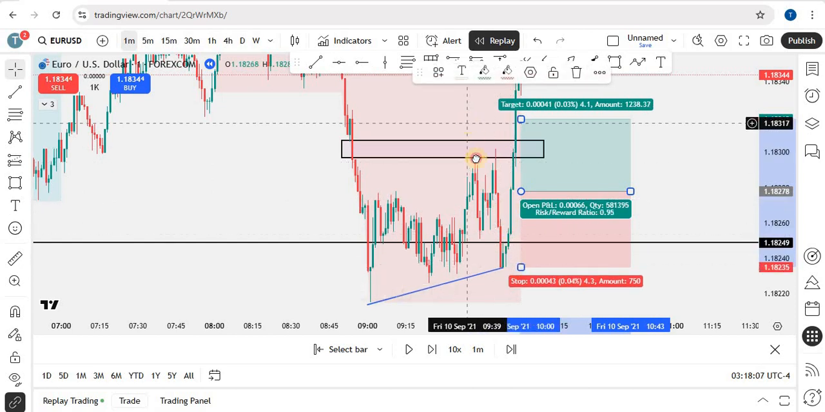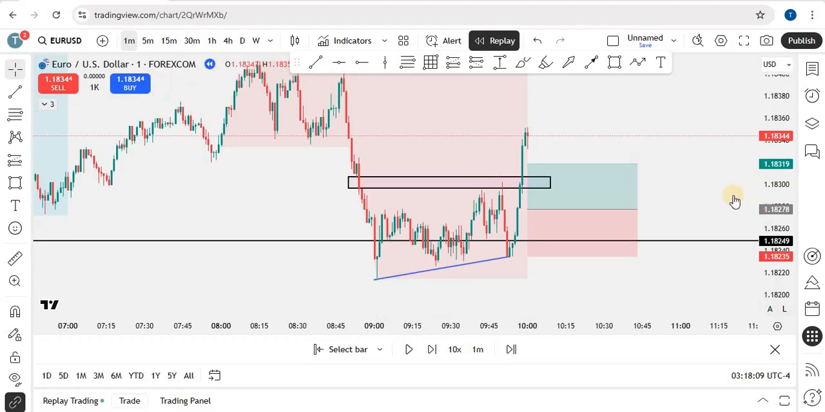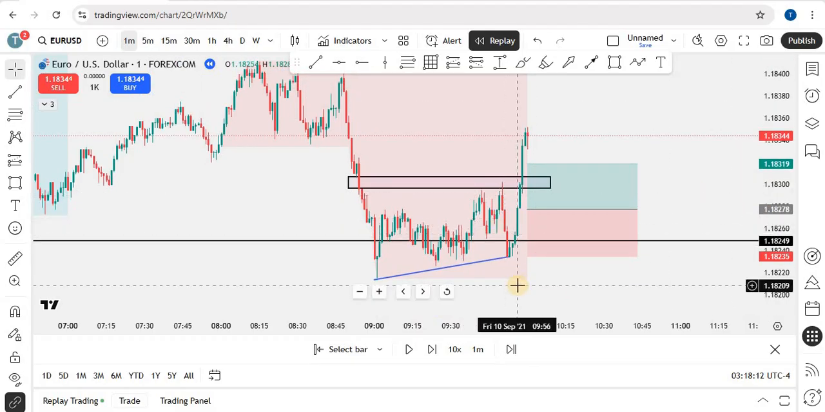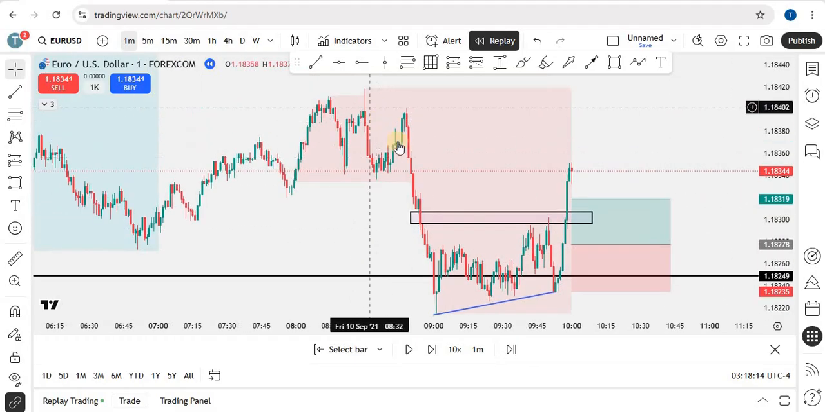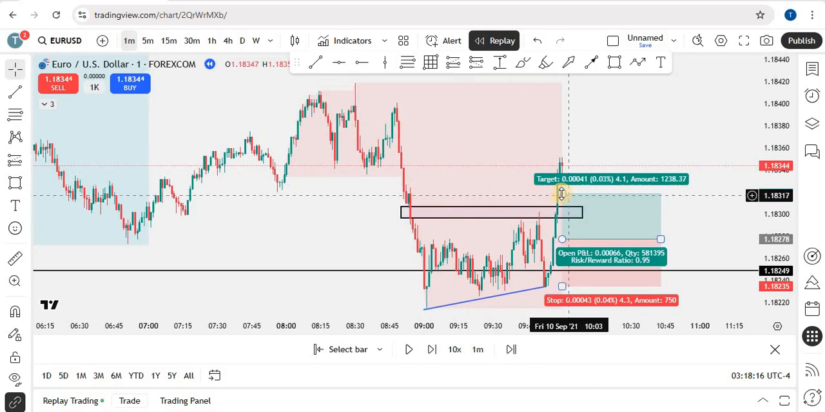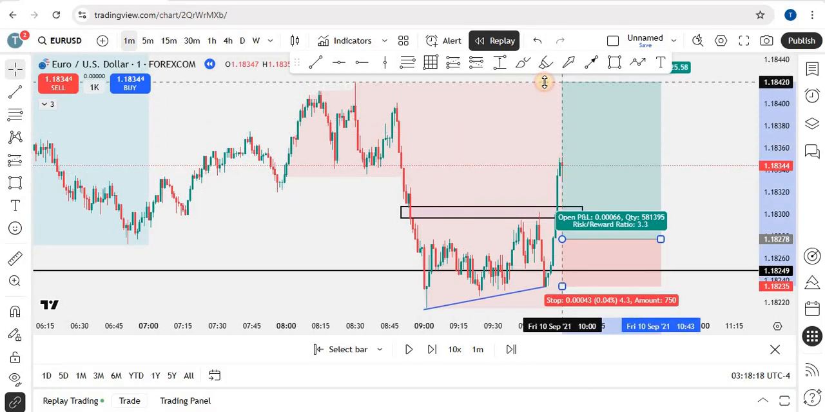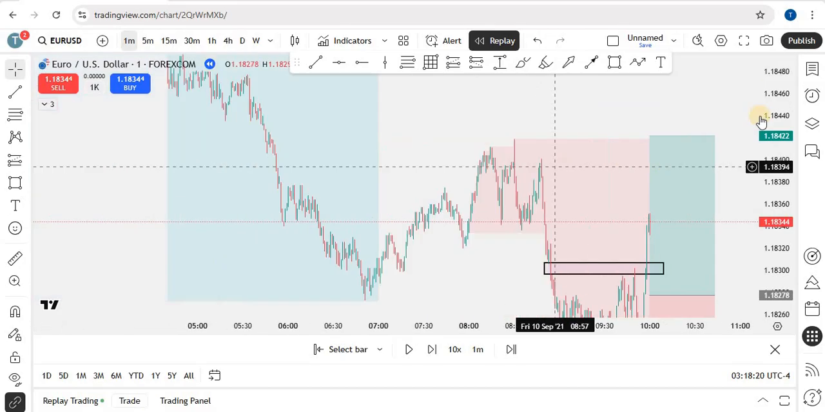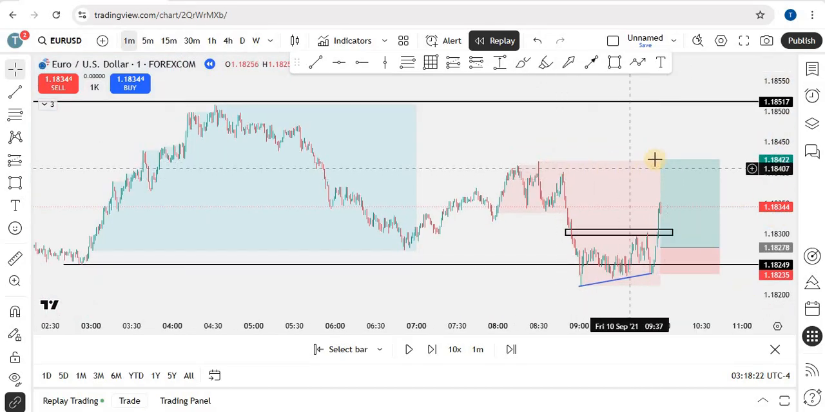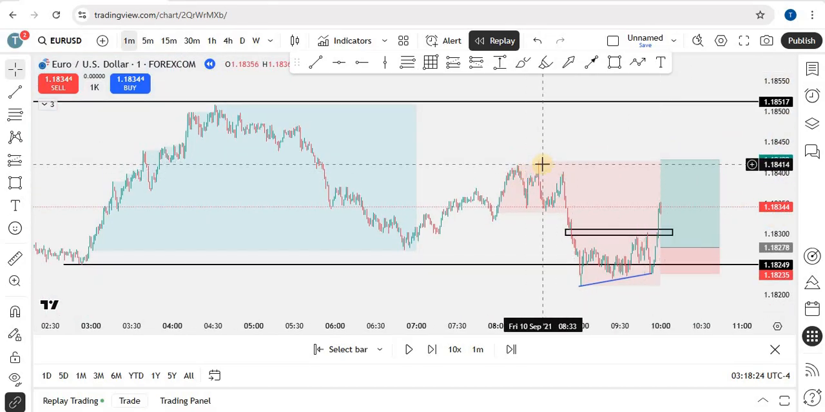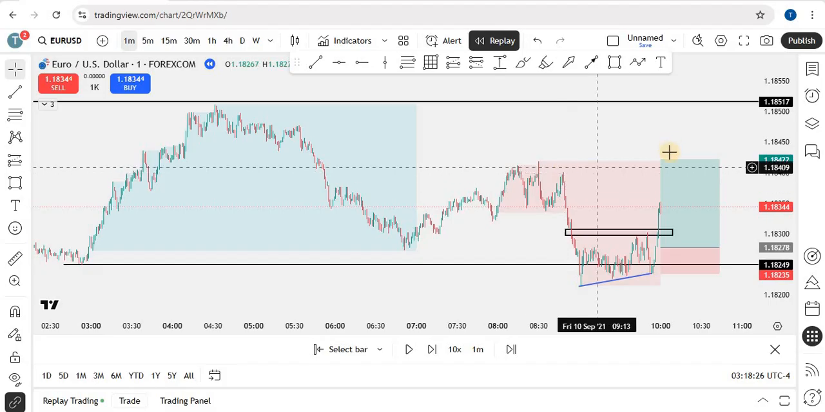Why? Because we are choosing a wrong timing if we are selling here, just because we are overall selling on this session. So where is the liquidity? We have this liquidity area. First target will always be the nearest liquidity area.